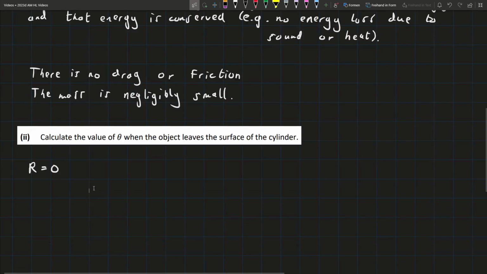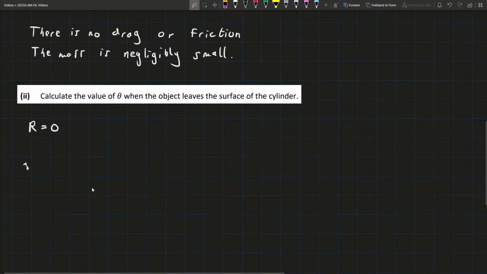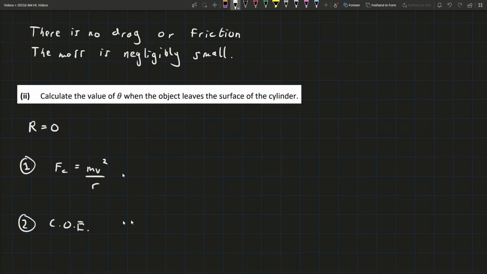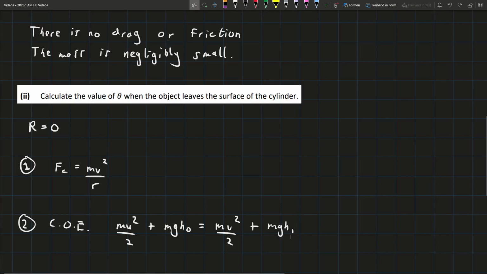So we're going to use the fact that the reaction force is 0, and then as we said earlier, we're going to use two facts, as we always do in vertical circular motion: that the centripetal force equals mv squared over r, the radius, and we're going to use this version because v squared is useful in the conservation of energy. In the conservation of energy we have mu squared over 2, the initial kinetic energy, plus mgh0, the initial gravitational energy, equals mv squared over 2, the final kinetic energy, plus mgh1, the final potential energy.